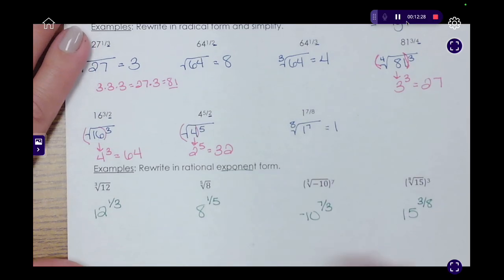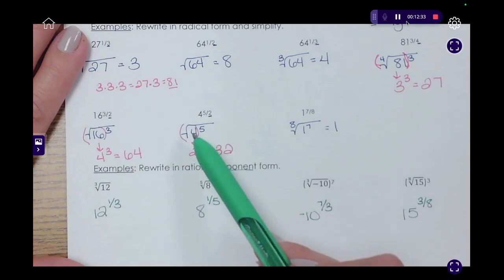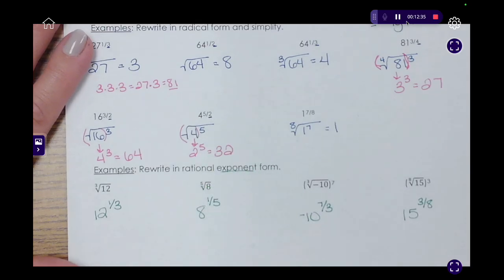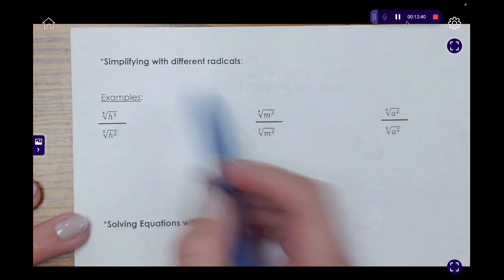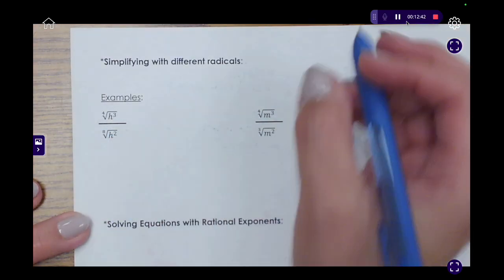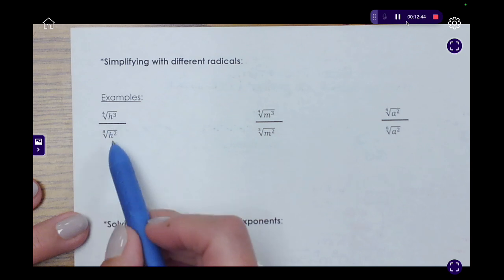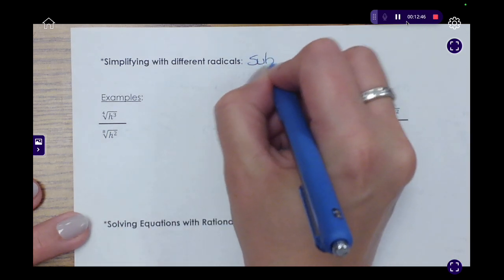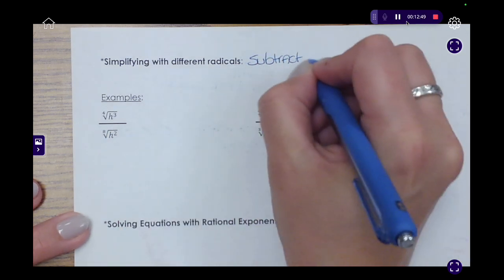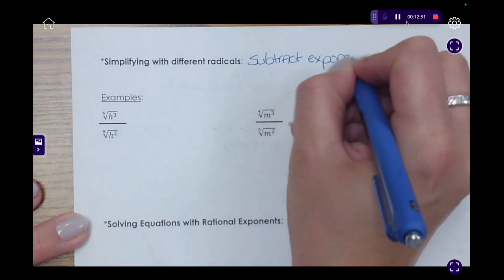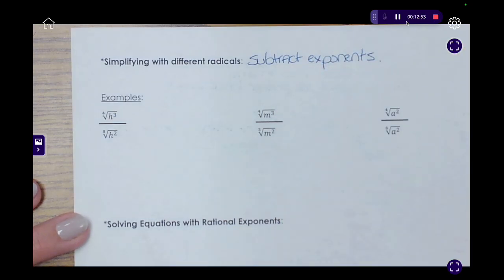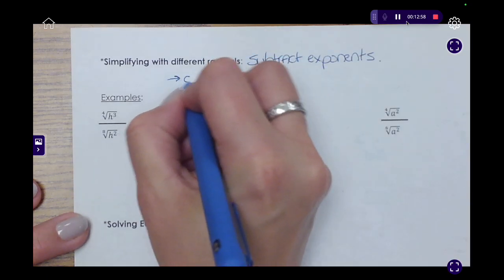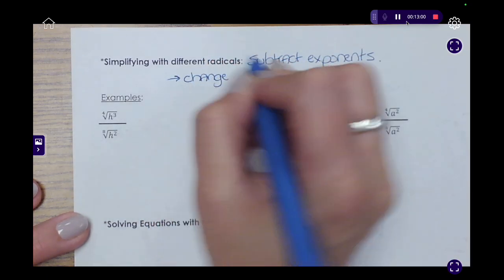Okay, so looking at this, make sure I can write it both ways. If I can go from fraction to radical and radical to fraction. And then looking at this, if we're looking at simplifying with the different radicals, it looks like division, so make sure we're going to subtract our exponents. So we're actually going to change these radicals to fractional exponents. It's a lot easier to look at it that way when you're subtracting. So we are going to change them to the fractional exponents.